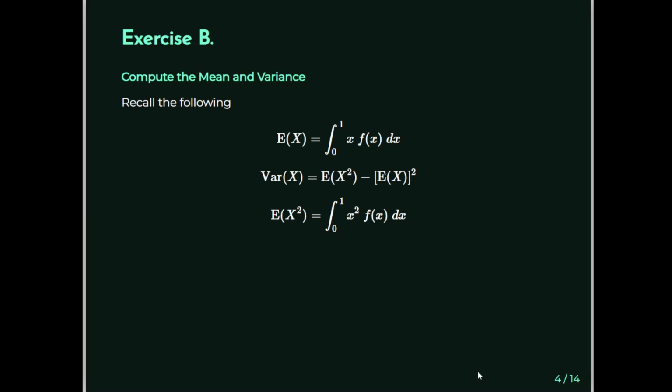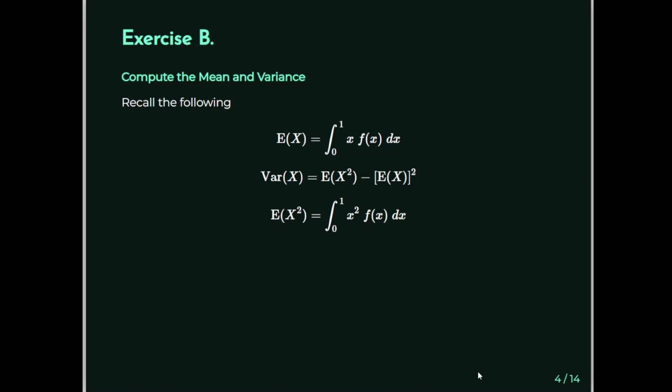Now what we're going to do is calculate the mean and the variance. We're still doing definite integrals here. We have the expected value of x, and that's the integral from 0 to 1 of x times f of x, where f of x is the probability density function. It's similar to the last expression, just with an additional x in our integral. So it's x times f of x.